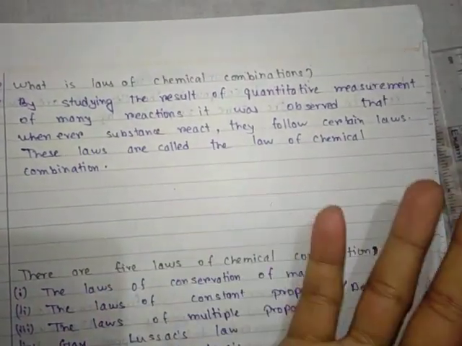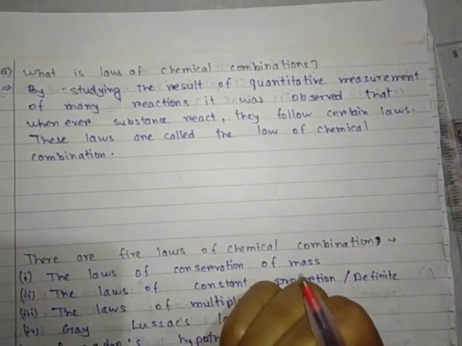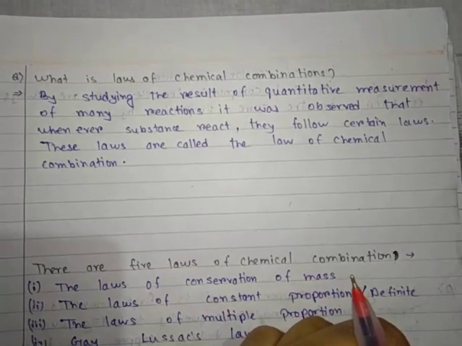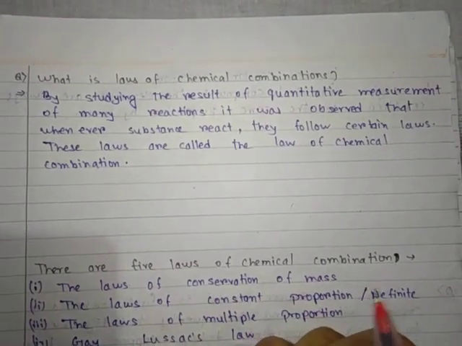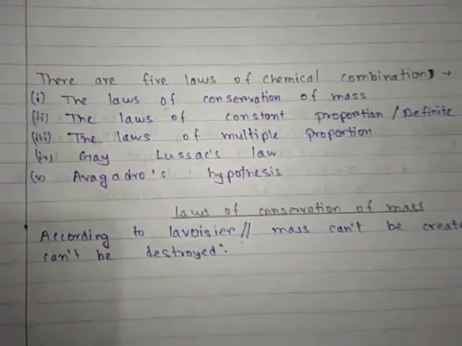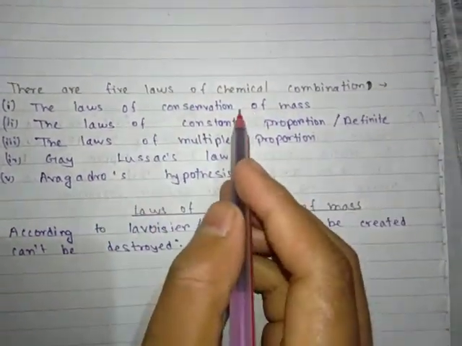In your NCERT book, two laws of chemical combination are given: number one is conservation of mass, and number two is multiple proportion. Constant proportion is also given in some books. But usually we say there are five laws of chemical combination.